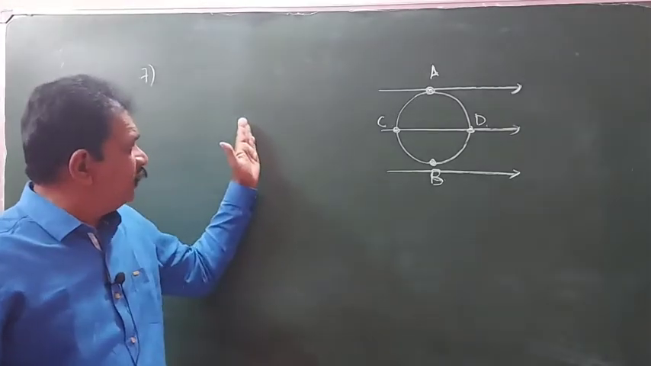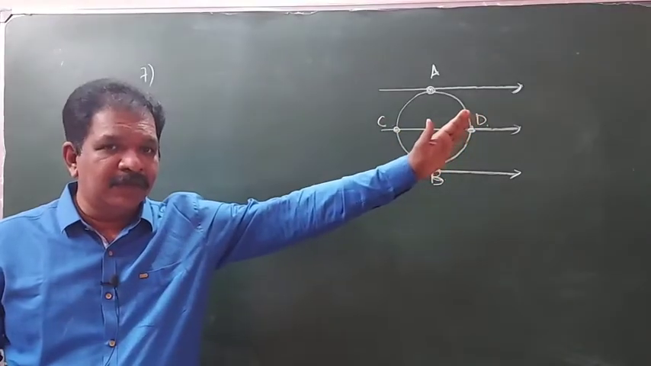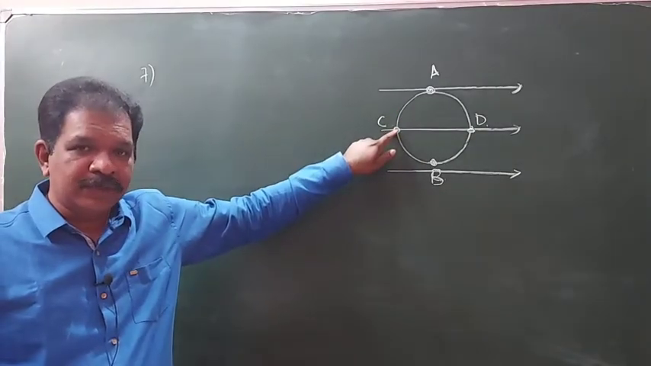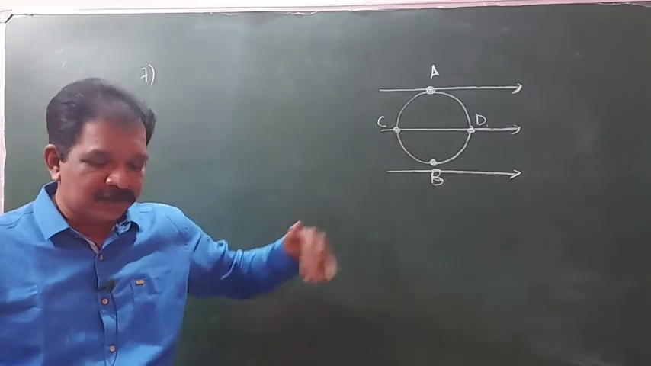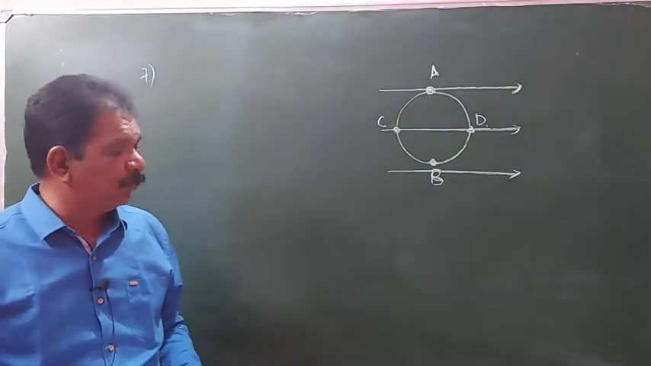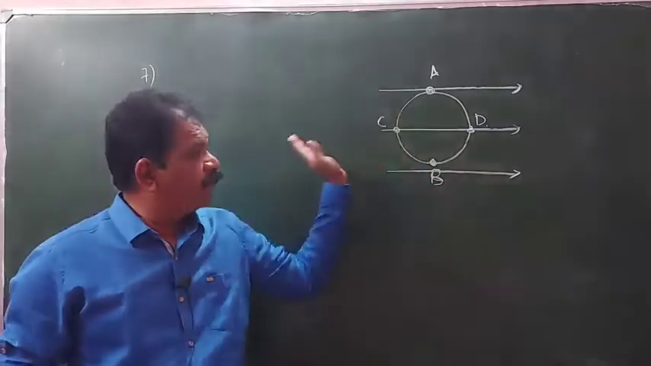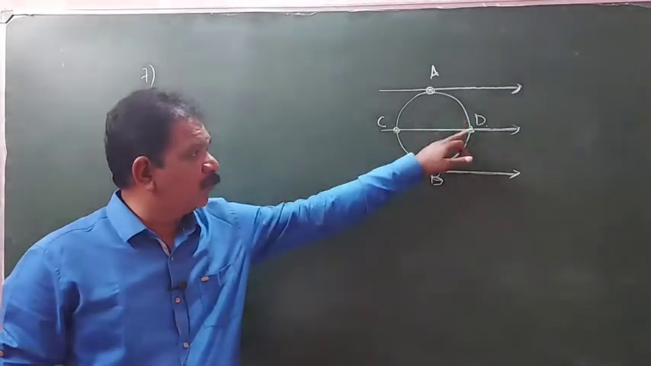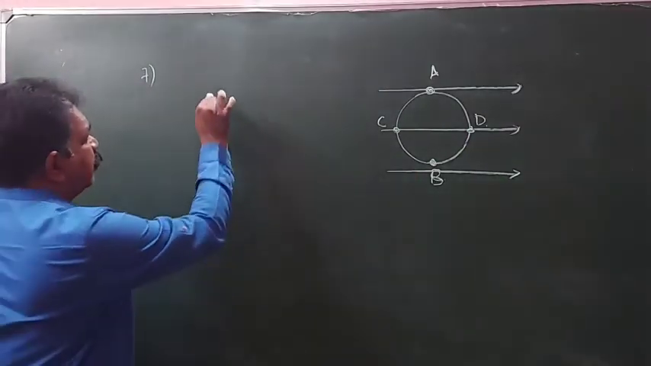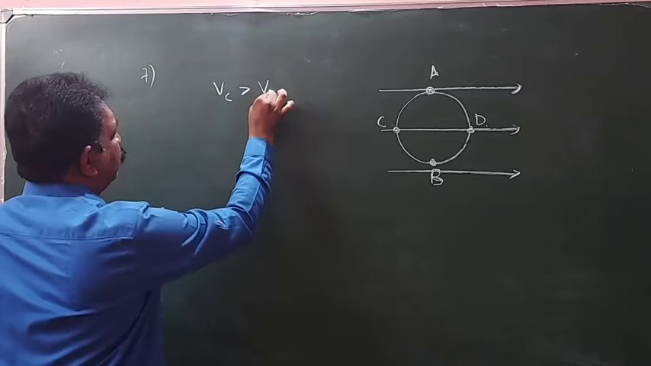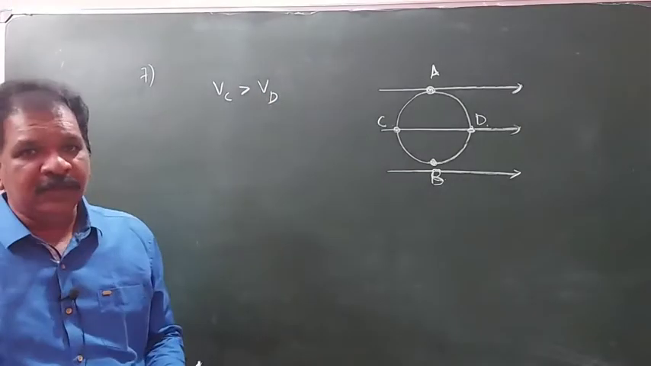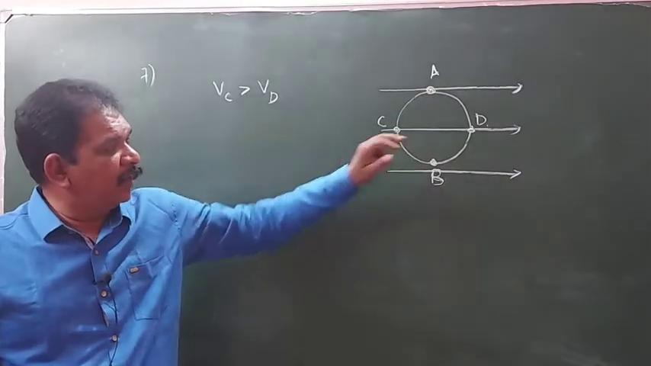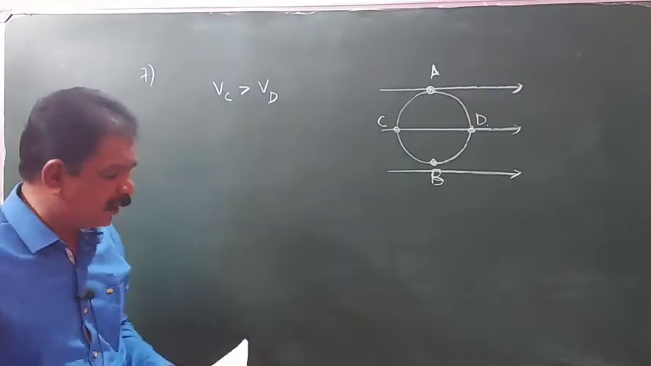So electric field is coming from this side. When comparing to all, here C is closer. Distance is less means potential will be more. And D is farther compared to all points. So at C potential will be greater. VC value will be greater than VD. And these two are at equal distances, so at A and B, potentials will be the same.